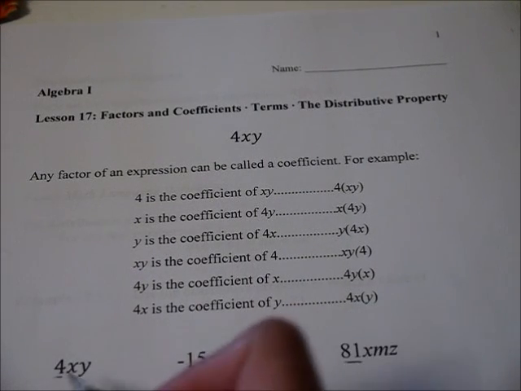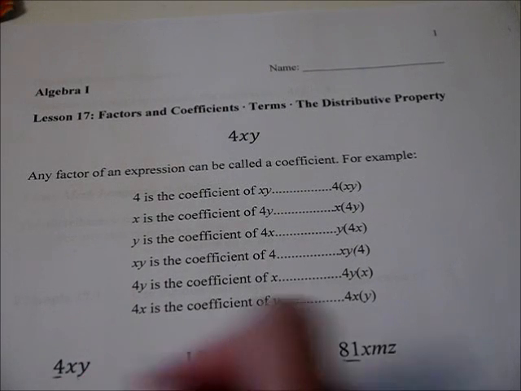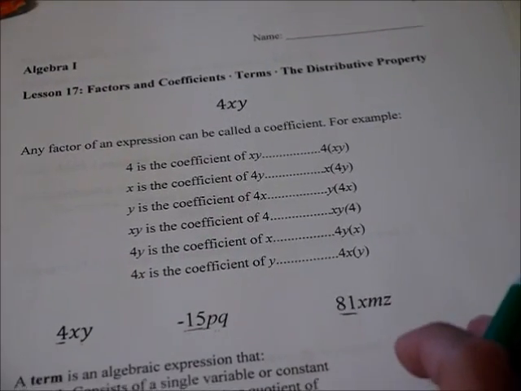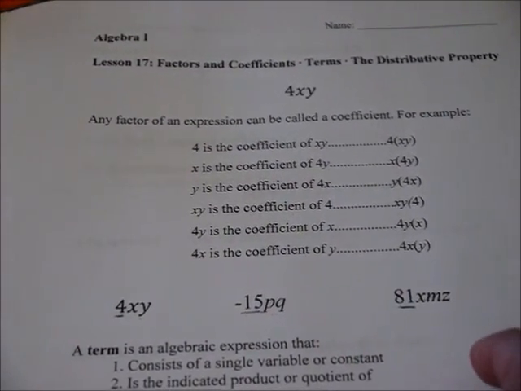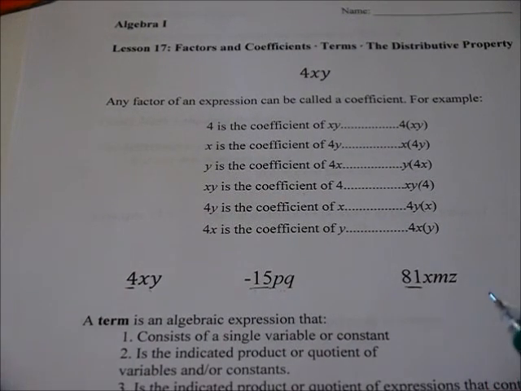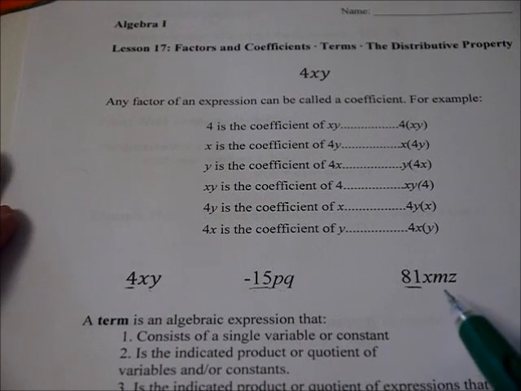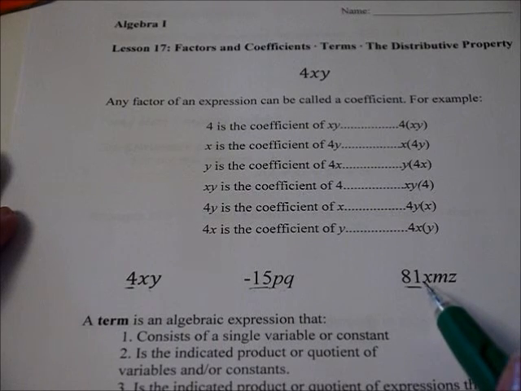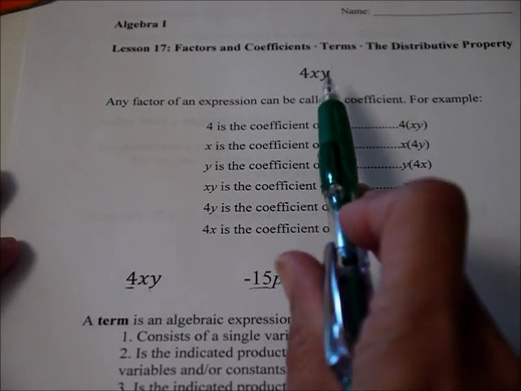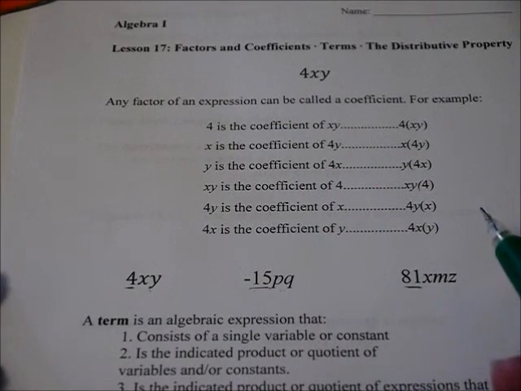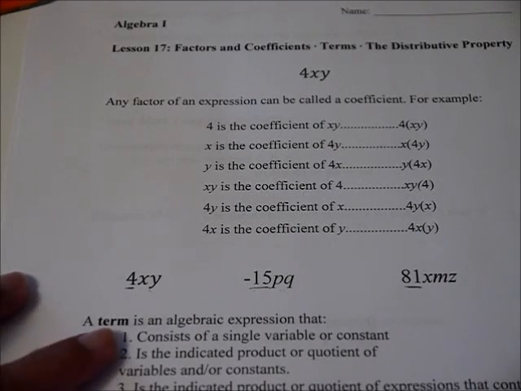For algebra, these are numerical coefficients, the number attached to the letters or the variables. So 4 is a numerical coefficient, negative 15 is a numerical coefficient, and 81 is a numerical coefficient. We use numerical coefficients so often that all we're going to say is coefficient. If I were to ask you what's the coefficient of 81xmz, you would say 81. If I asked what the coefficient was of 4xy, you would say 4, because we're assuming we're talking about the numerical coefficient.